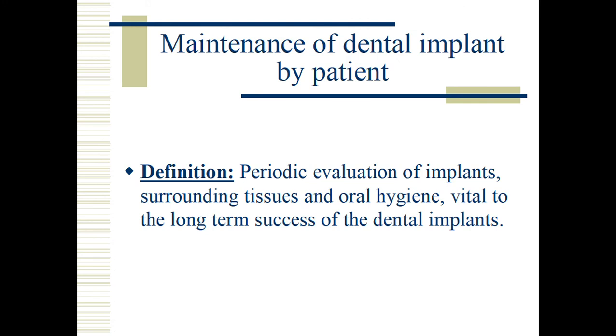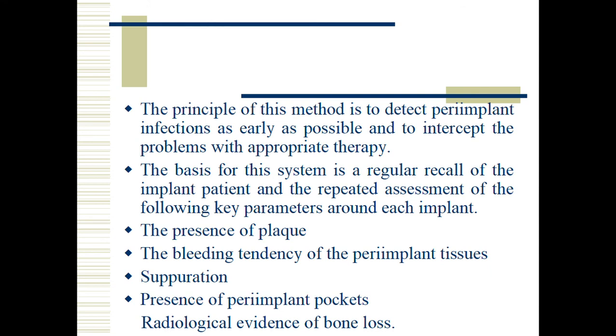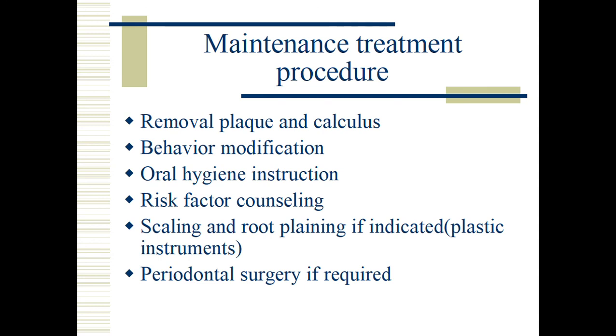Maintenance of dental implant. Definition: periodic evaluation of implants, surrounding tissue and oral hygiene is vital to the long-term success of dental implants. The principle of this method is to detect peri-implant infection as early as possible and to intercept the problem with appropriate therapy. The basis for the system is a regular recall of implant patient and the repeated assessment of following key parameters around each implant: presence of plaque, bleeding tendency of peri-implant tissue, suppuration, presence of peri-implant pocket, radiographic evidence of bone loss.